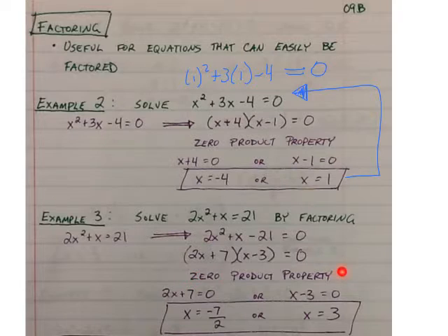Then we use the zero product property and say either 2x plus 7 equals 0 or x minus 3 equals 0. This yields a value of x equals negative 7/2 or x equals 3. And once again, that means if we take those values and plug it into our initial equation, we will get a true statement.